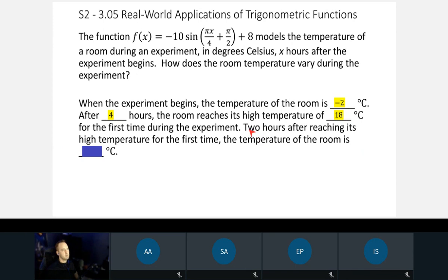Yes, yes. So 2 hours after reaching its high. Remember, at 4 hours is when it reaches its high. So 2 hours after that high temp, 4 plus 2 gives us 6. And I think you said it was 8 degrees. Is that right? Yes. Yep. There, 8 degrees. You go.